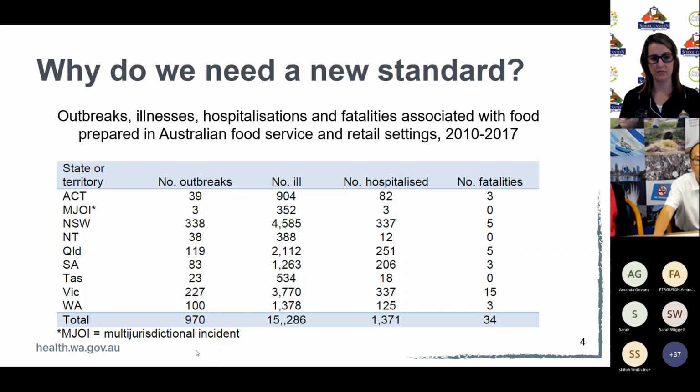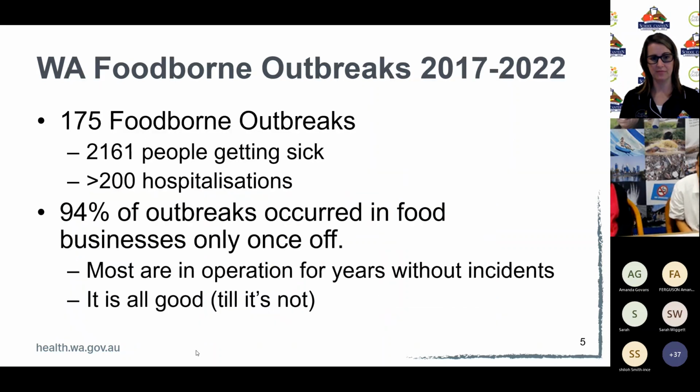And if we look at the data for Western Australia, this is the data from 2017 to just last year. You can see just from these past 6 years that we had 175 foodborne outbreaks. It doesn't get publicized much in the newspaper at all, but these are the data that we're getting. Just from these few years, we had more than 2,000 people getting sick from foodborne outbreaks and more than 200 hospitalizations associated with it as well.